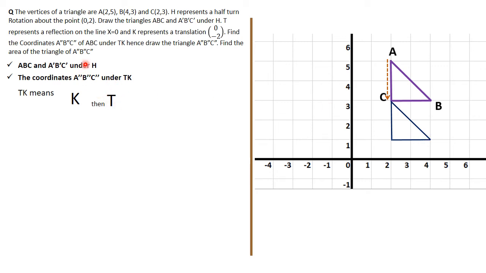T was a reflection on the line x is equal to 0. Therefore, x is equal to 0 is the y-axis. We are reflecting this triangle on that, and how do we go about that? The point here will move across such that this line is perpendicular to the middle line, and the middle line is a perpendicular bisector of the line that I have there. Okay. Therefore, we should have a right angle there.